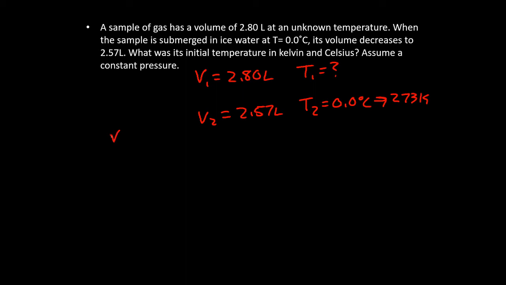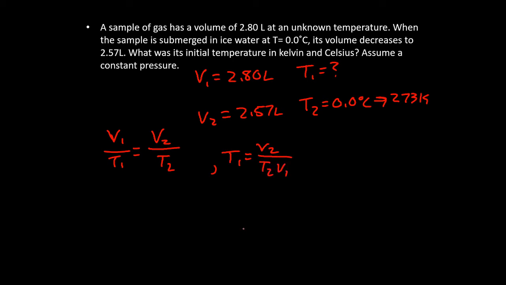Charles's law is the volume over the temperature in one state is equal to the volume over the temperature in a second state. We are trying to solve for T1. So we're going to have to do a little bit of algebra here to get T1 by itself. A very, very common mistake at this point in this problem is students will say, okay, well, I'm just going to divide both sides by V1, and I will have T1 is equal to V2 over T2 times V1.